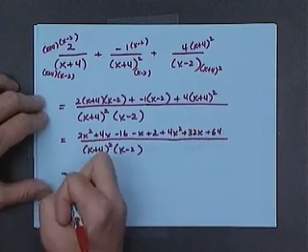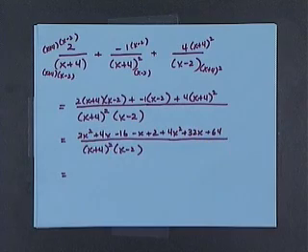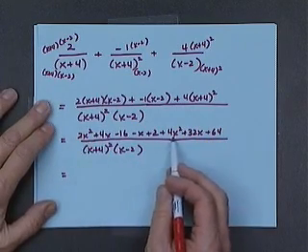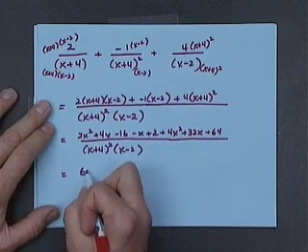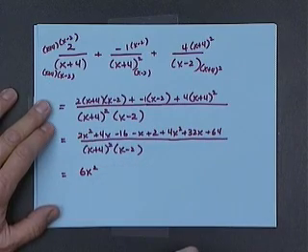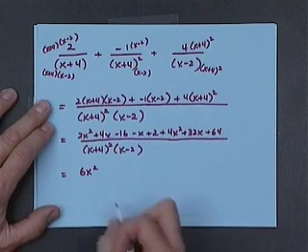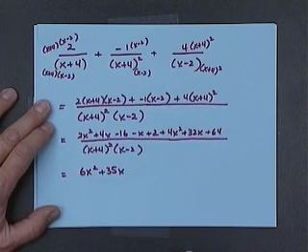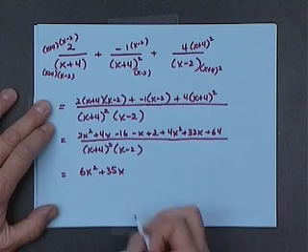Yep. So how many x squared do we have in the numerator? 2x squared, 6x squared. How many x in the numerator? 35? Is that right? And what is the constant in the numerator? 50. 50 plus 50?